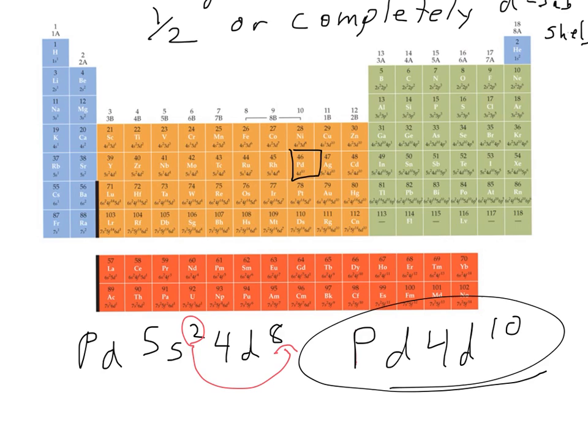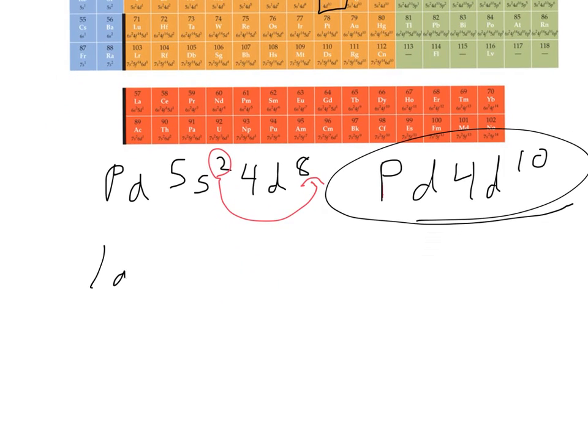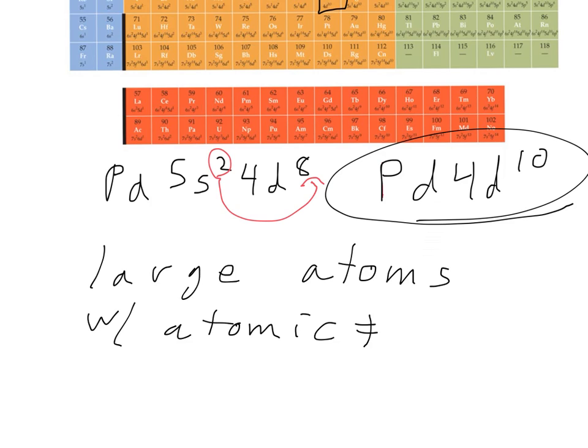You can find other examples of nonconformity. Most of these examples will occur in really large atoms, usually with atomic numbers greater than 40. Why is that? Remember, as you increase the number of the energy level, the energy difference between those energy levels decreases, so it's easier to jump ship between those energy levels. But those are examples of some anomalous electron configurations.